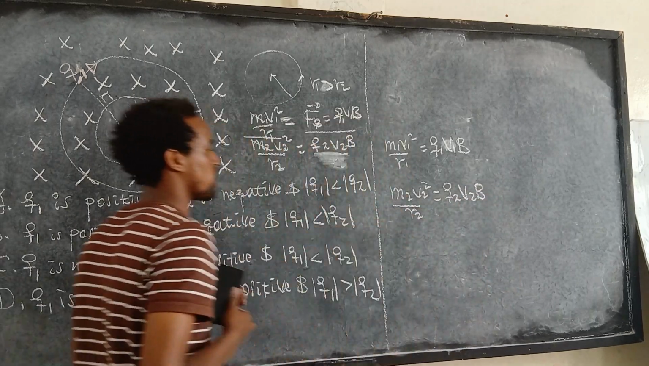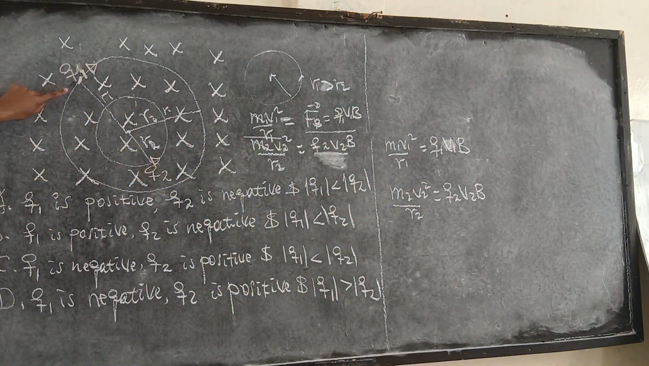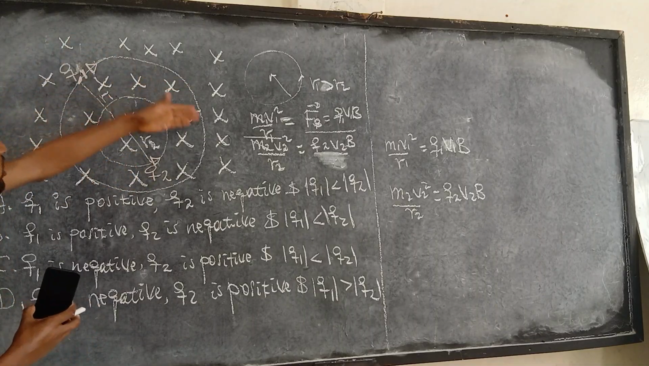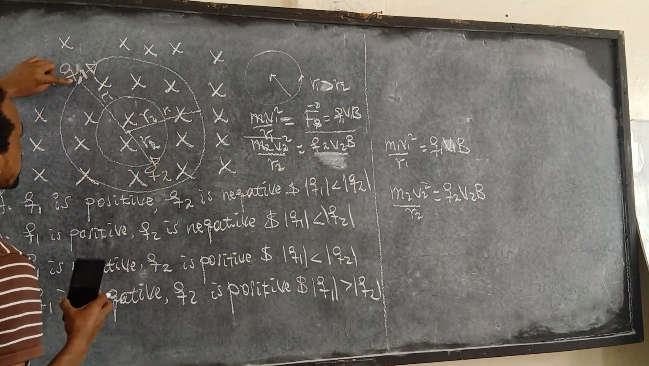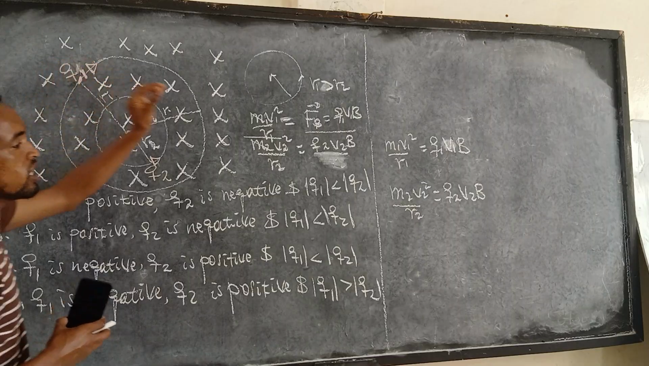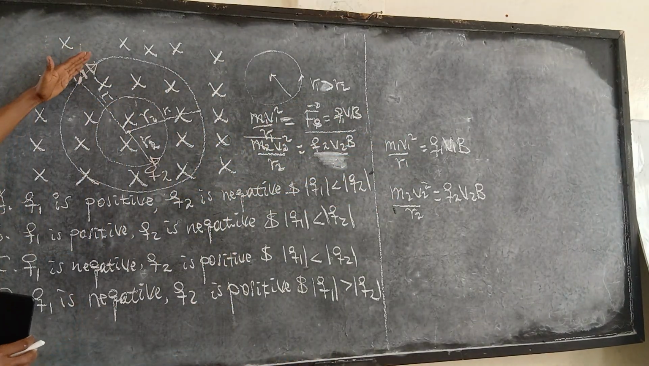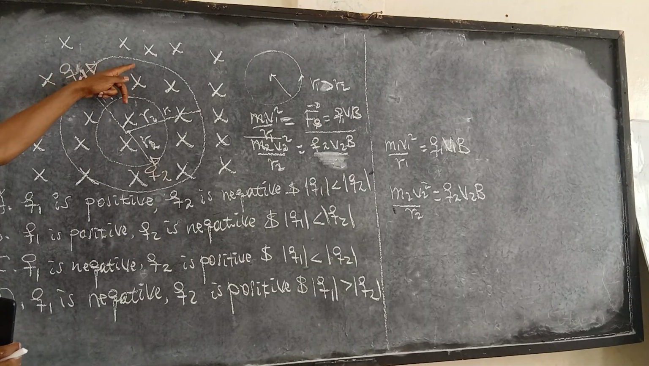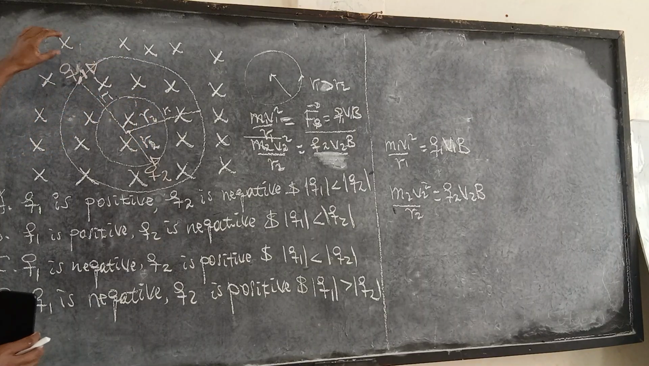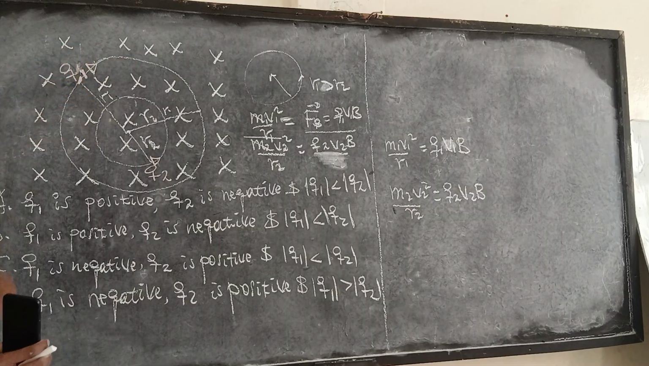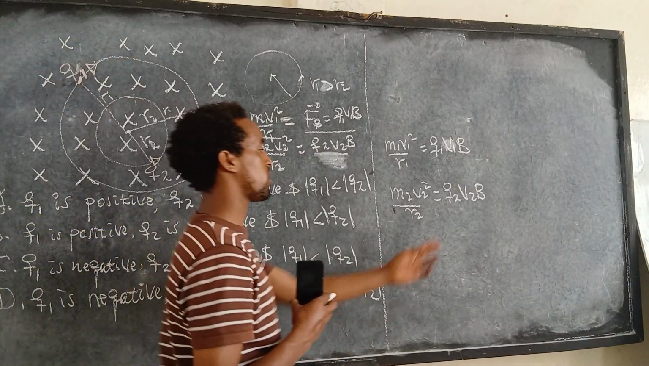Why am I using this? Because it is given that these charges are rotating on these circles, and for every rotating object the centripetal force is given like this. This centripetal force is provided by the magnetic force, because the charge is moving in this uniform magnetic field and rotating on this path, so the centripetal force must be provided by this force.